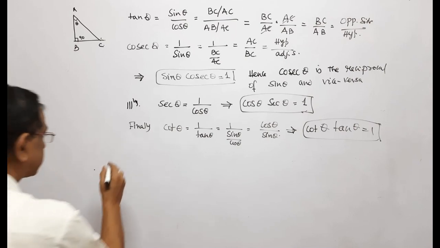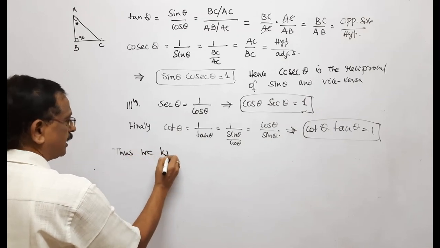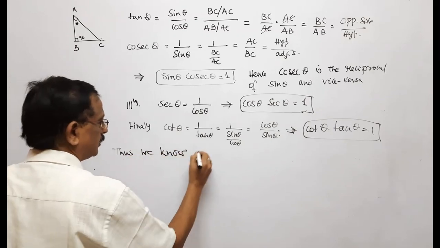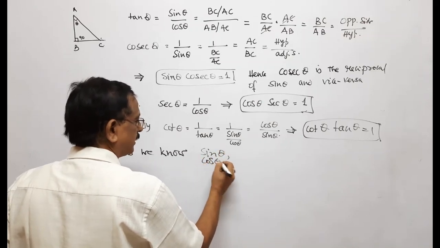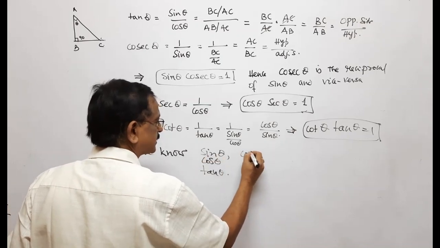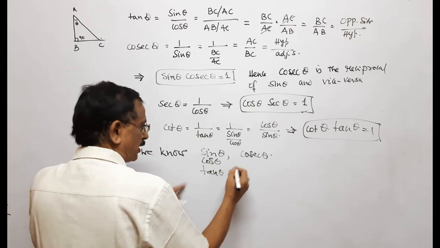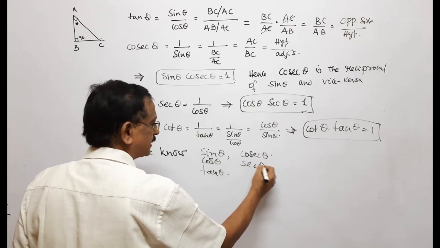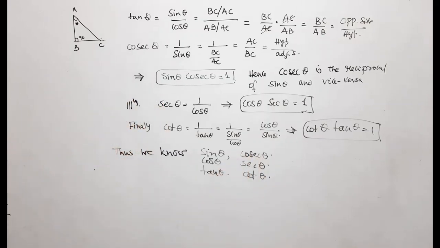So thus, we know sin theta, cos theta, tan theta, and their reciprocals. The reciprocal of sin theta is cosecant theta. The reciprocal of cos theta is secant theta. The reciprocal of tan theta is cot theta. And we know all the 6 trigonometric ratios.